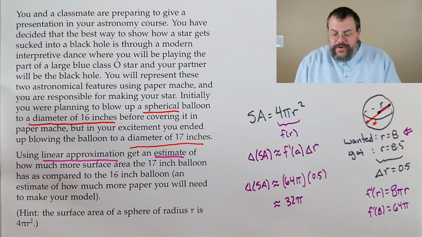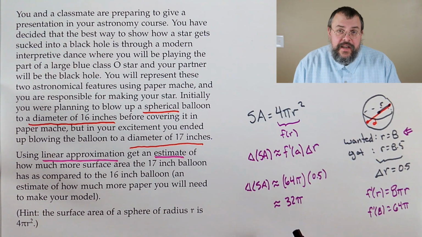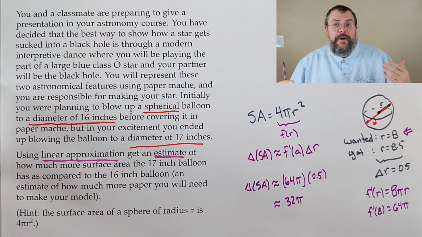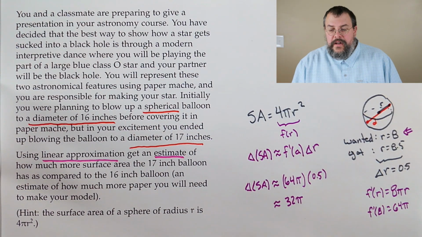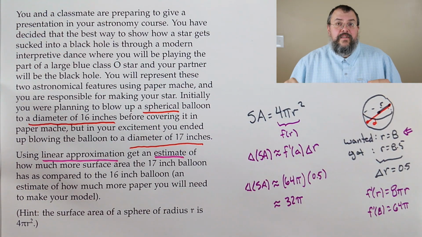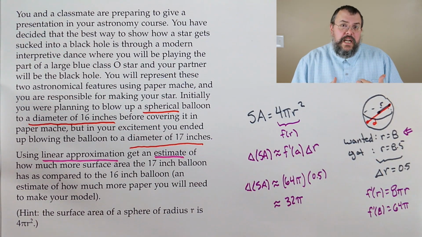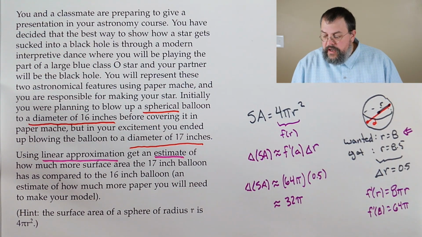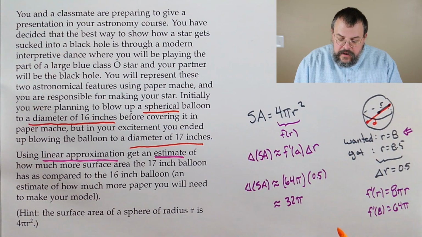Okay, so if you multiply 32 times pi, you're really close to about 100. So it's in the ballpark of 100 square inches. Now, to give you some sense of how much that is, it's a little bit more than what you see on a piece of 8.5 by 11 inch paper. So you need a little bit more than that. All right, well, that's our estimate, and there we are.